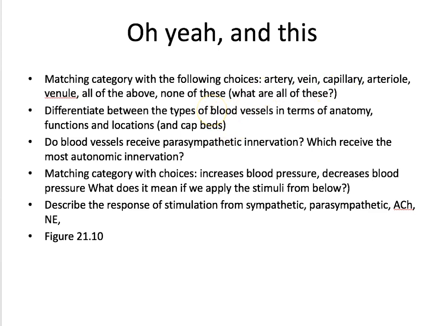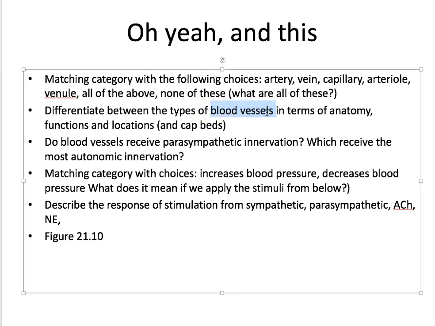Okay, but if we're asking you about blood vessels, make sure you understand the construction of an artery, a vein, a capillary, an arteriole, right? A venule. Do blood vessels receive parasympathetic innervation? Generally speaking, the answer to this would be no, right? Generally speaking. Which receive the most autonomic innervation? Well, those would be arteries, right? Arteries and arterioles. If you think about, say, what we see inside the kidney, at least, right? That afferent arteriole has direct sympathetic innervation.